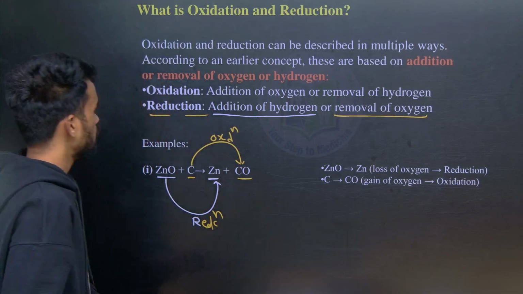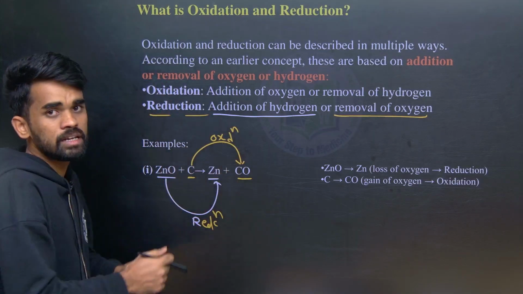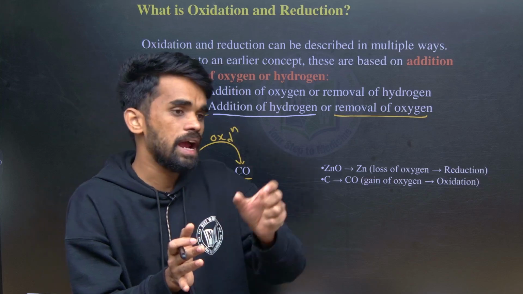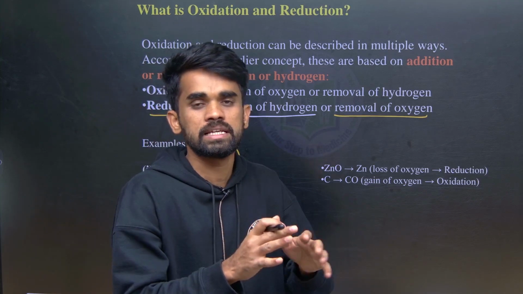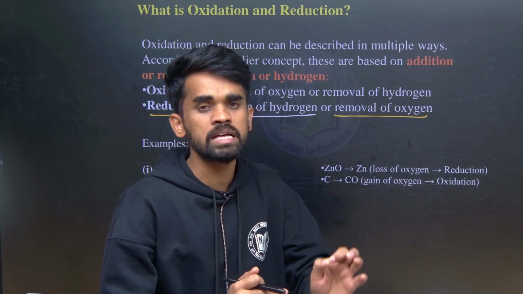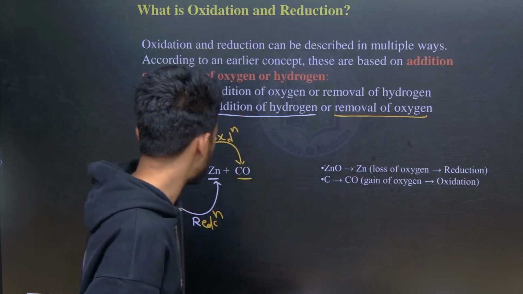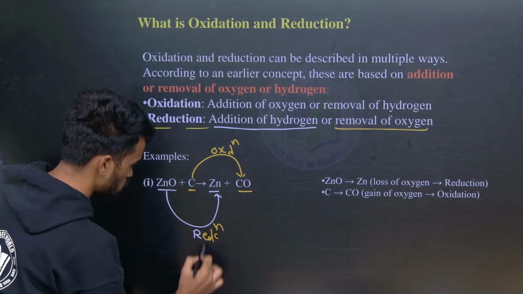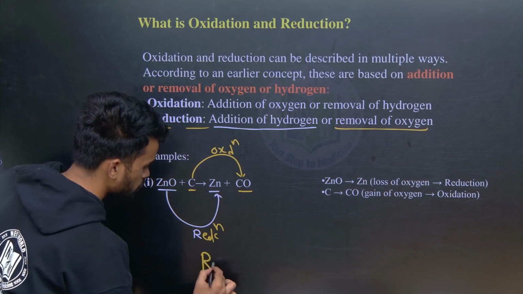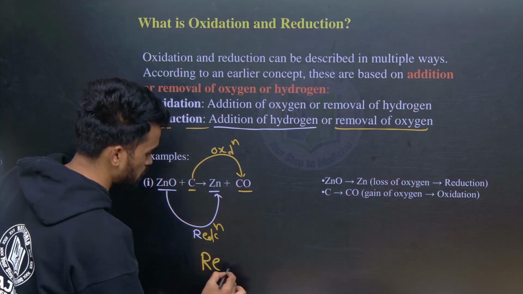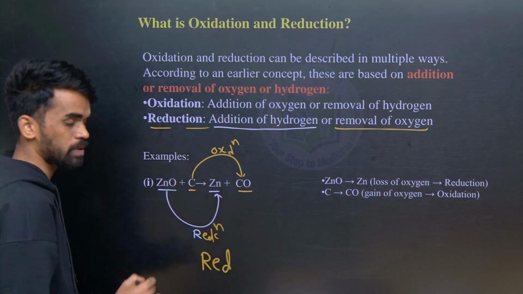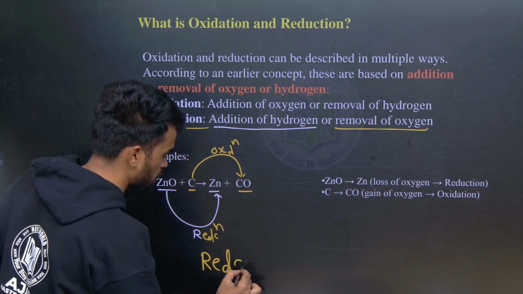Now in a particular reaction, if both oxidation and reduction are taking place simultaneously, then we call that process a redox reaction. Here reduction is taking place, so I am writing red, and oxidation is also taking place, ox.